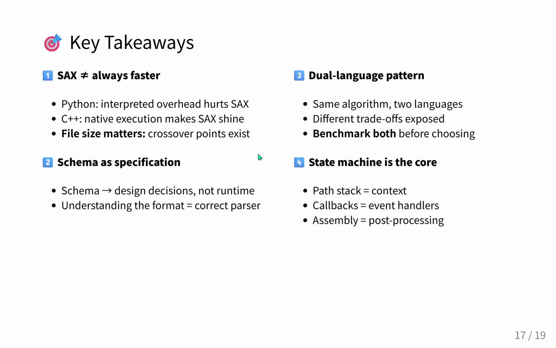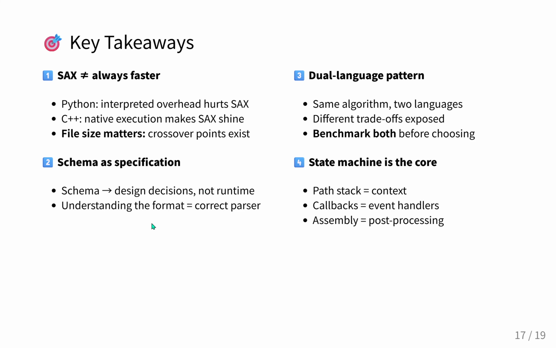Which leads me to a final thought for you to mull over. Today, we saw that a complex, highly optimized SAX state machine only really shines when it's running close to the metal in C++, while an interpreted language like Python might actually favor the simpler brute force DOM approach for massive files.